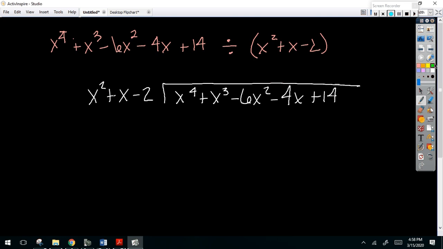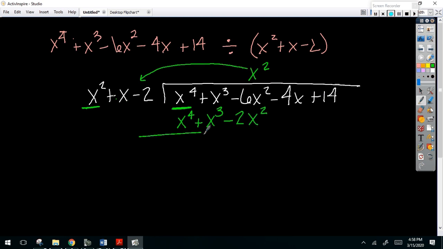This has so much repetition that it becomes so easy once you get the hang and you practice with it enough, okay? All right, x squared times what gives you x to the 4th? That would be x squared. Multiply that around. Again, it's got to hit everything, okay? So x squared times x squared is x to the 4th. X squared times x is x to the 3rd. X squared times negative 2 is negative 2x squared. I'm going to subtract this.